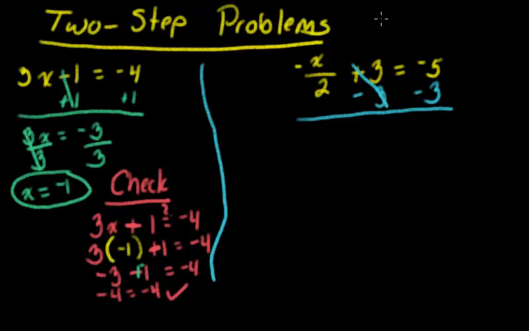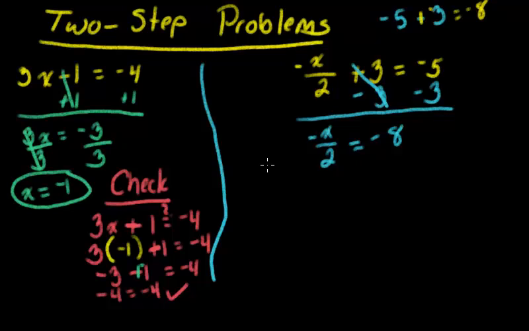You can say, okay, we have negative 5 minus 3. That's what we have here. When we look at this, we use same change. That can be negative 5 plus negative 3, which equals negative 8. So we get negative x divided by 2 equals negative 8.